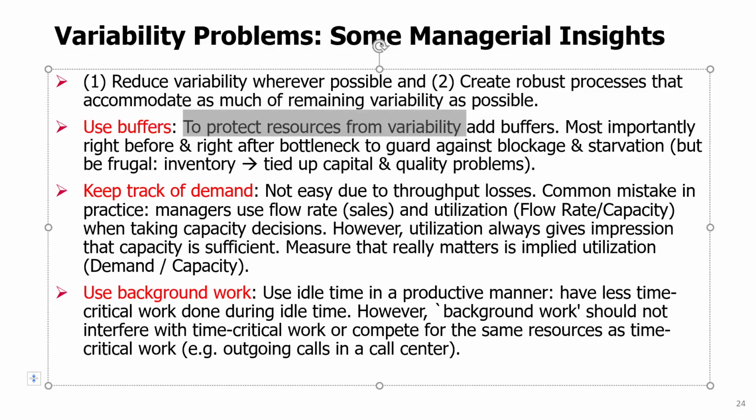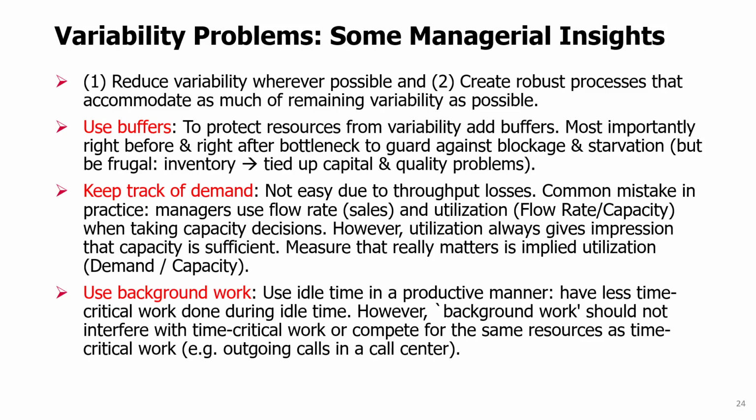So, for example, we should protect resources from variability and add buffers, especially protect the bottleneck, always feed the bottleneck activity and guard against blocking it or starving it. So this is a very good case to use inventory before and after, sufficiently large, but also don't create too much inventory, because remember, inventory is tied up capital and it can hide quality problems. Keep track of demand, especially in case of throughput losses.